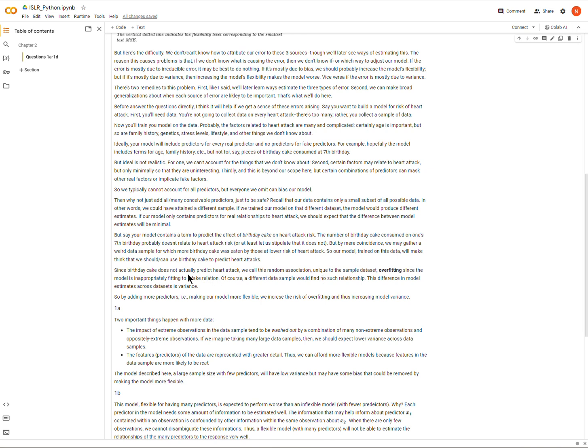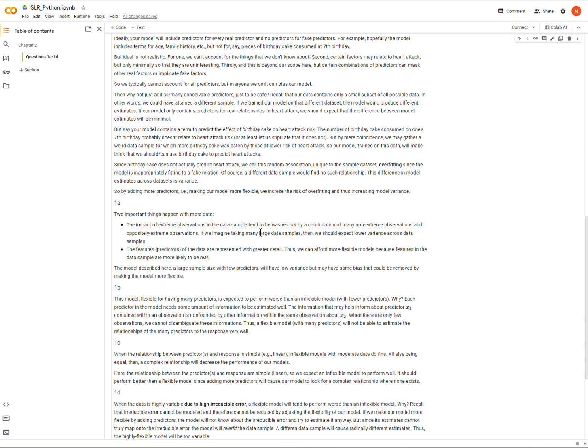Okay. And now the difference between the model that found a relationship with birthday cake and the one that did not, okay, this is variance, right? One model predicts that birthday cake is predictive and the other one does not. And that is an error due to variance in the model. Okay. So that's just a little spiel here.